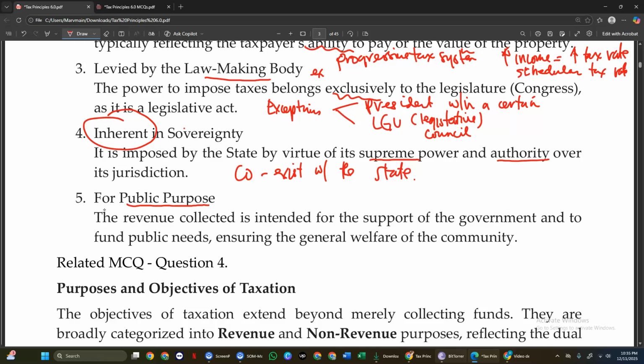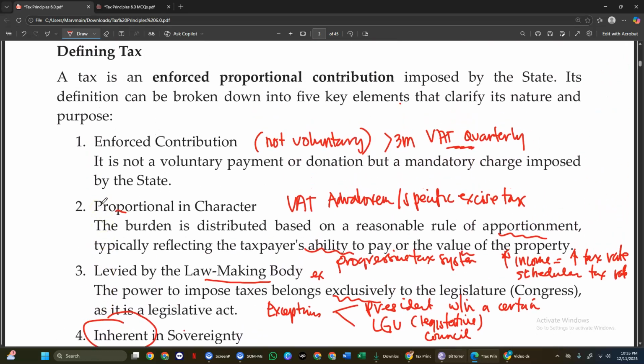And also, according to the Constitution, there is due process, and under the substantive aspect, compliance must be in accordance with due process of law. Substantive, it must be for public purpose. So that's it. These are all the elements of defining tax.